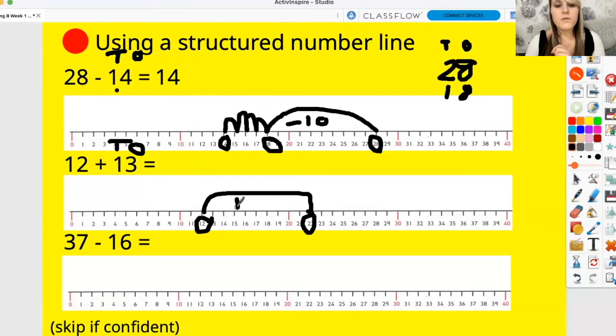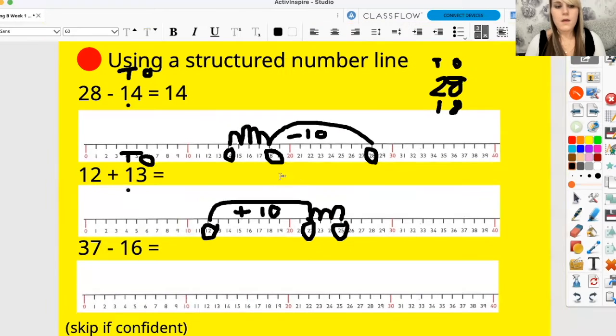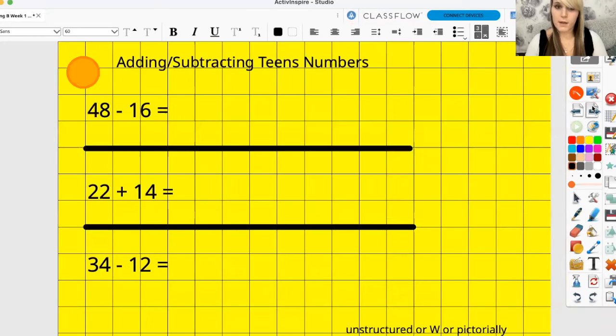And don't forget to write in your jumps, add 10, because this time we're adding and we're jumping up. Once we've done the 10s, we do the ones. 1, 2, 3, and we have our answer there. So that's a quick recap on adding or subtracting on a structured number line.